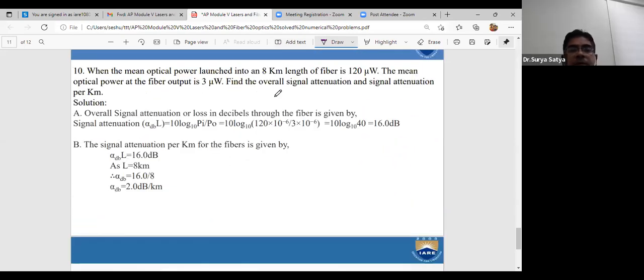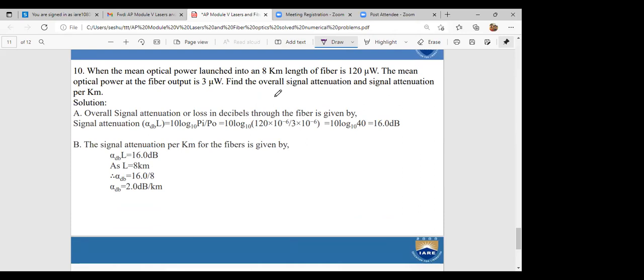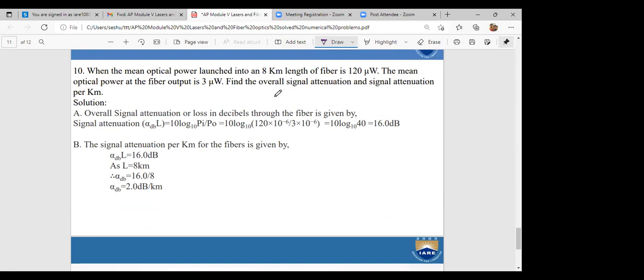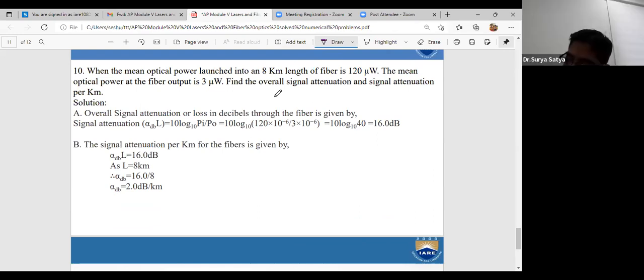When the mean optical power launched into an 8 kilometer length of fiber is 120 microwatt, the mean optical power of the fiber output is 3 microwatt. Find the overall signal attenuation and signal attenuation per kilometer. Sir, J4, network issues.